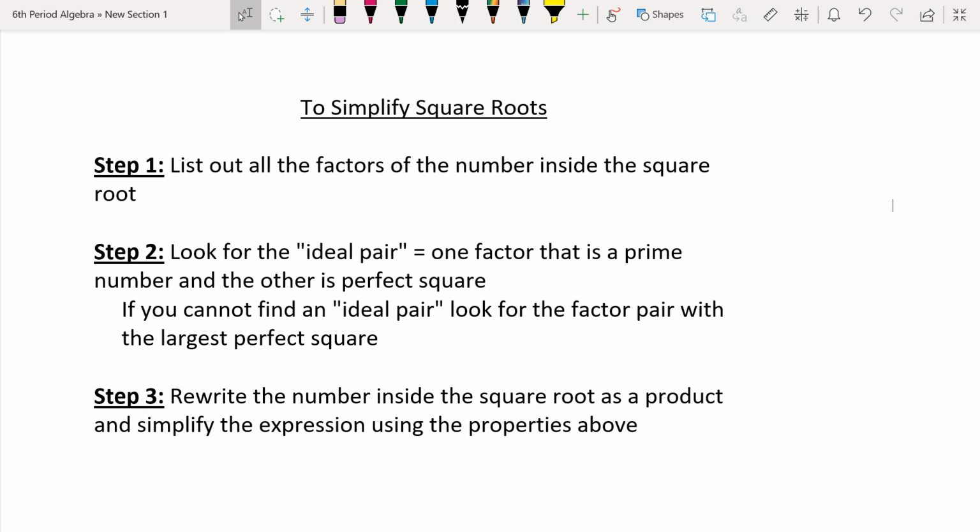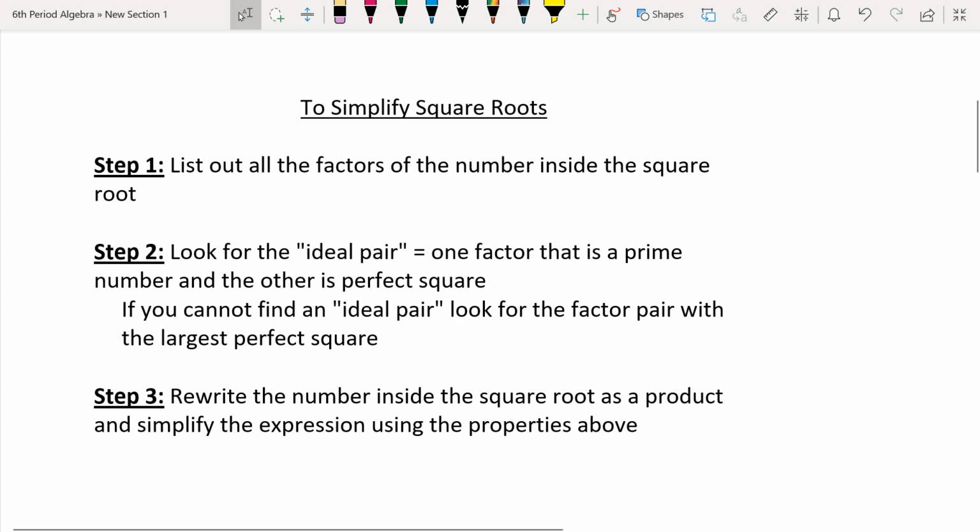Going back to our step 2, after the first line, it says if you cannot find an ideal pair, look for the factor pair with the largest perfect square. That's our second best option. Sometimes you don't have an ideal pair of factors and it's fine. So you're just looking for when you have a really big perfect square.